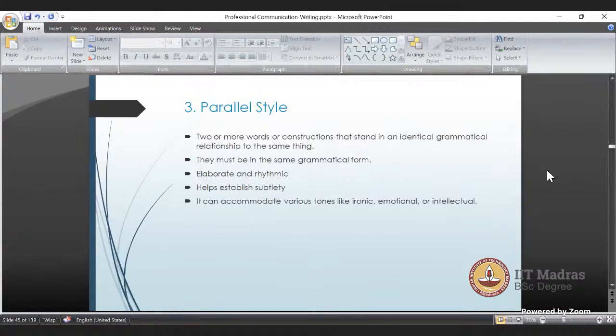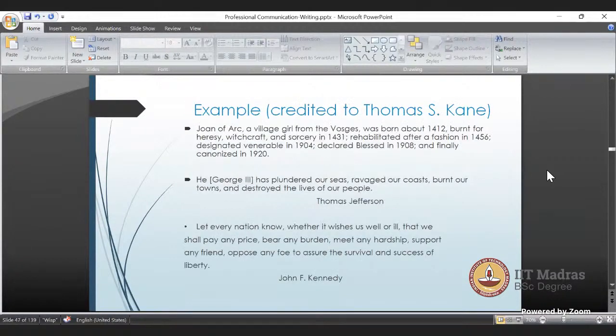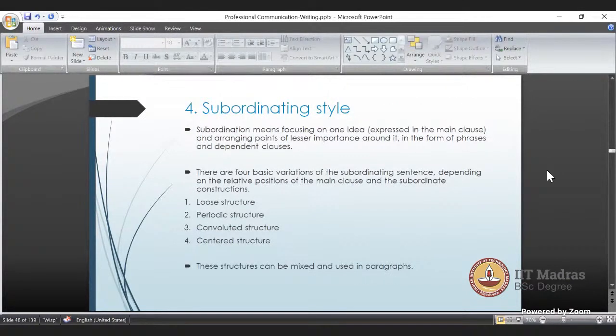Parallel style was particularly in connection with usage of expressions that were grammatically equivalent to each other, right? And we looked at how this particular style can be used to build rhythm, and also to express various tones like ironic or emotional or intellectual, right? This was the main function rendered by the parallel style. We looked at a lot of examples under that as well. Now, the last one in this, wherein you're looking at the combination of different lengths of sentences, will be the subordinating style. Okay.